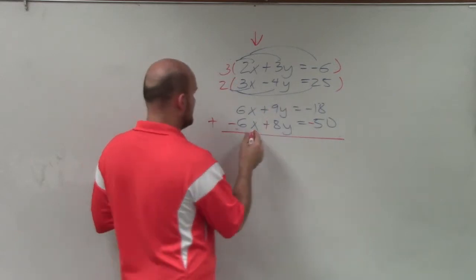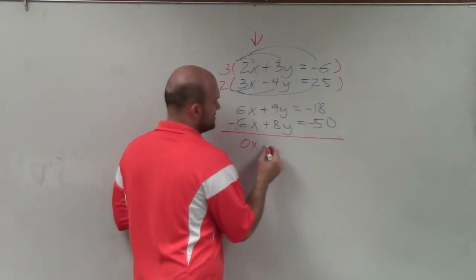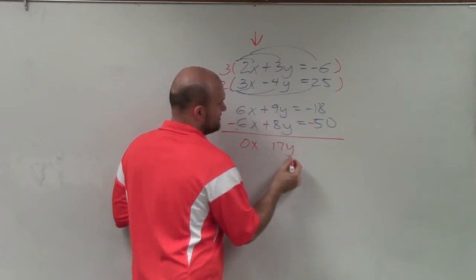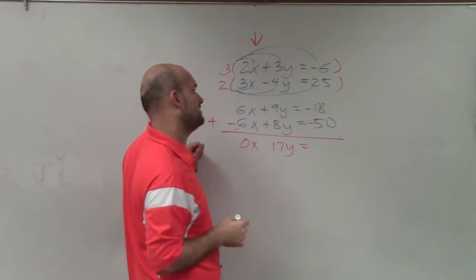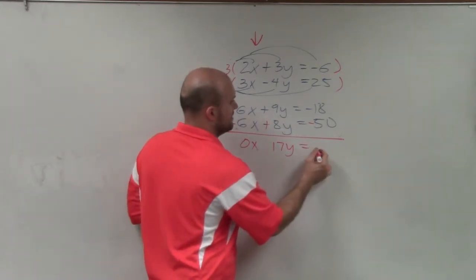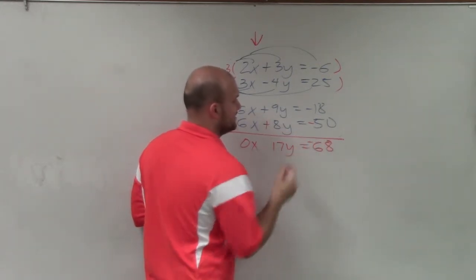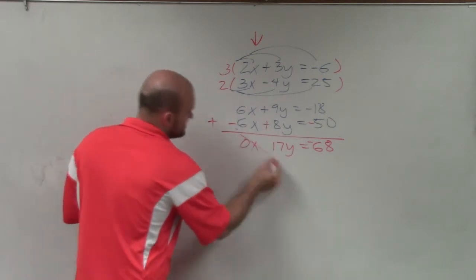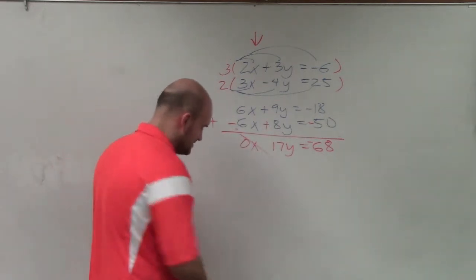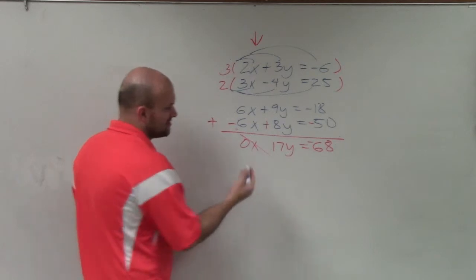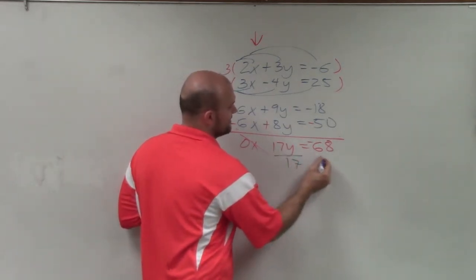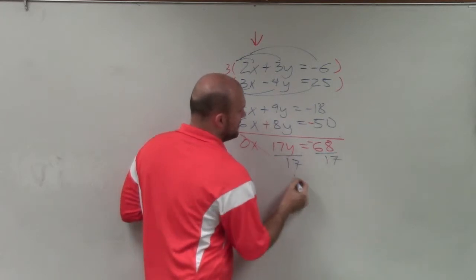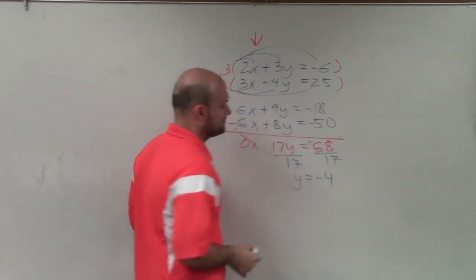9y plus 8y is going to be 17y equals negative 18 plus a negative 50, which is going to be negative 68. Now you can see the x is no longer there because it's been multiplied by 0. And then I solve for y, so I divide by 17 on both sides. And therefore, y equals negative 4.